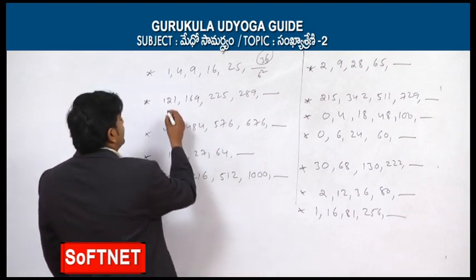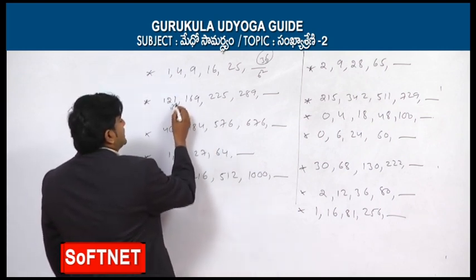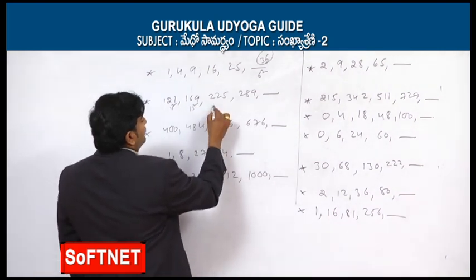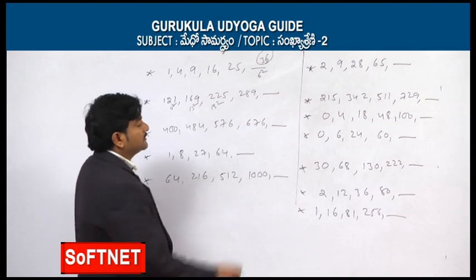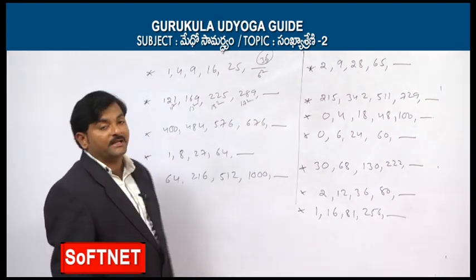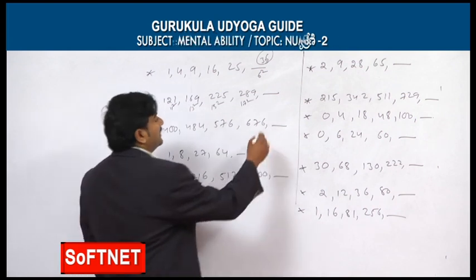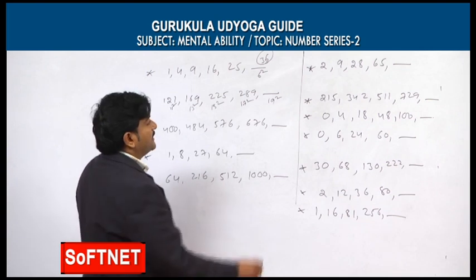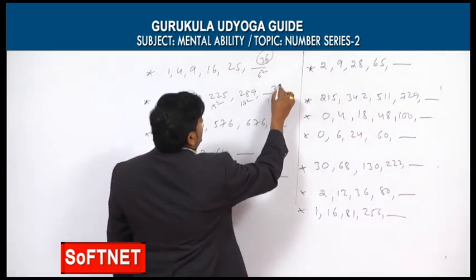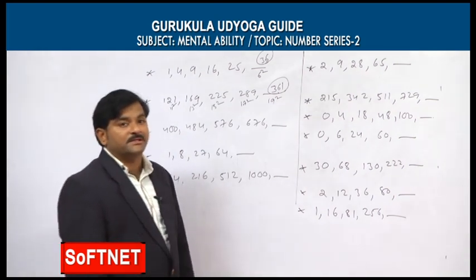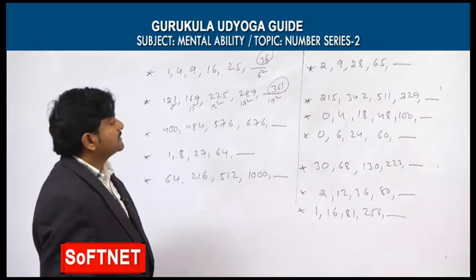So let us see. This is 11 square as we discussed now. This is 13 square, this is 15 square, and that is 17 square. So after 11, 13, 15, 17, what will we get next? 19. So we need to find the value of 19 square. How much will you get? 361. 19 square is equal to 361. So that is about the second one.